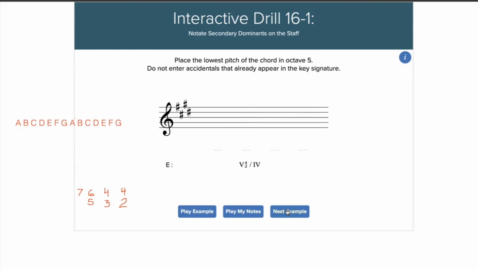Okay, I'm in the key of E major. They want the 5-4-2 of 4. So what is 4 in the key of E major? If E is 1, F sharp is going to be 2, G sharp is going to be 3, A is going to be 4. The 5 of A is going to be E. Okay, E is my root. G sharp is going to be my third. E is going to be my fifth. And D is going to be my seventh.